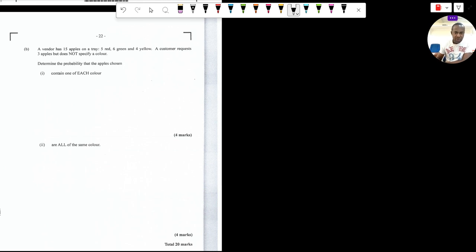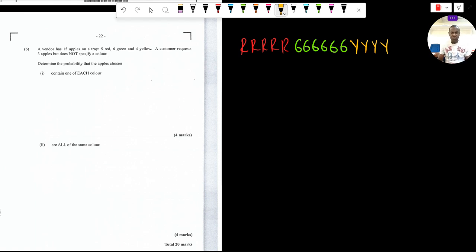So basically we have 5 red apples. So we have red, red, red, red, red. We have 6 green apples. So green, green, green, green, green, green. And we have 4 yellow apples. So we have yellow, yellow, yellow, yellow. How many apples in total? 5 plus 6, 11, plus 4, 15 apples in total.